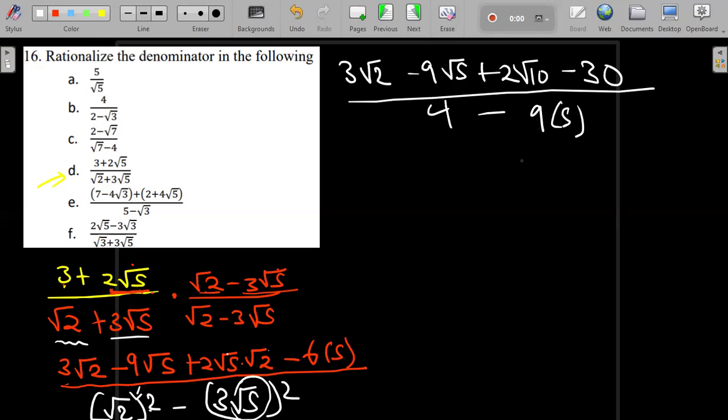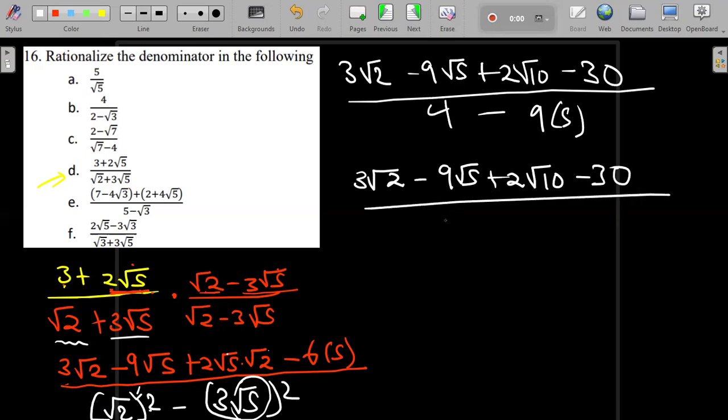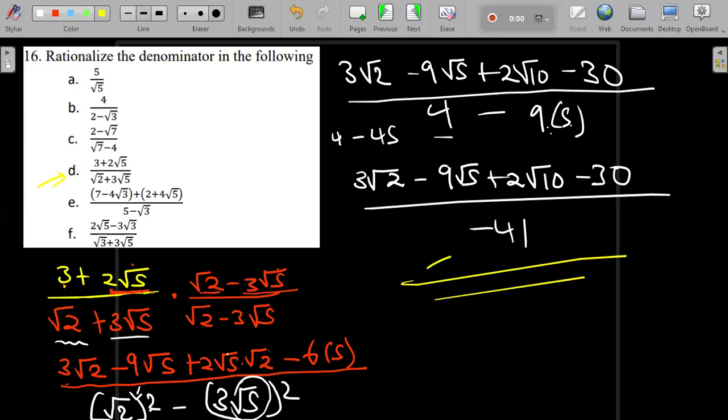Okay, so what I end up having is 3 root of 2 minus 9 root of 5 plus 2 root of 10 minus 30, and then I'm dividing all this by 4 minus 9 multiplied by 5. So what is 9 multiplied by 5? So that would be 4 minus 9 multiplied by 5 is 45. So it means I'm going to have minus 41. Okay, so that will be your answer here. You've rationalized the denominator. Okay, we can't see a root in the denominator there.